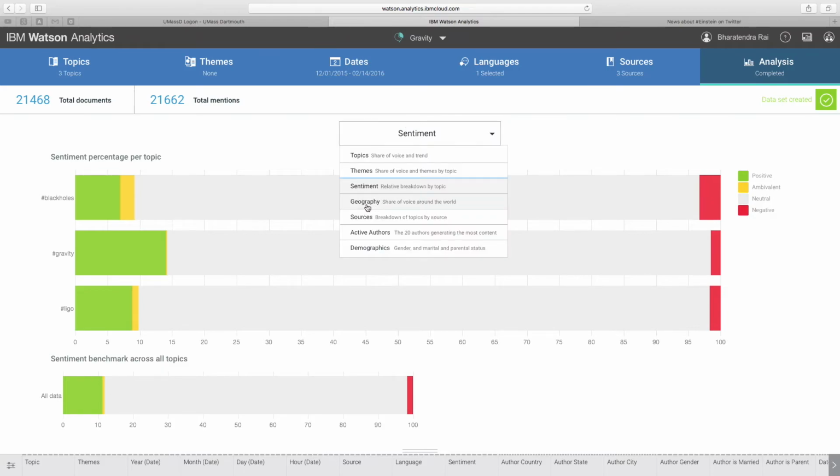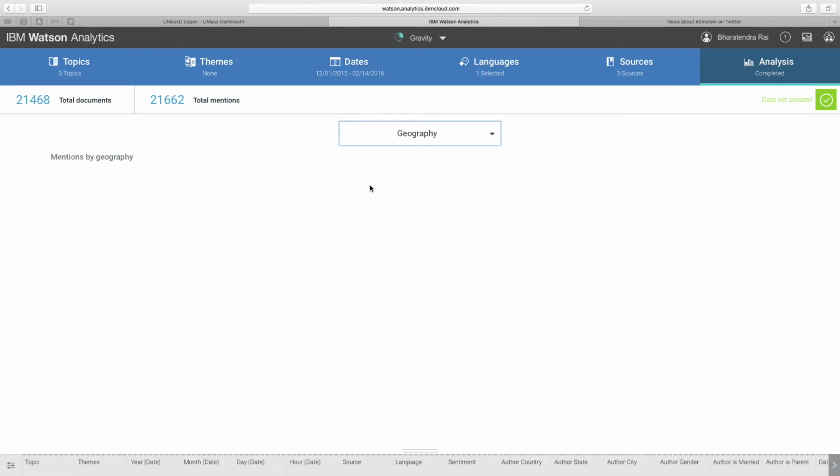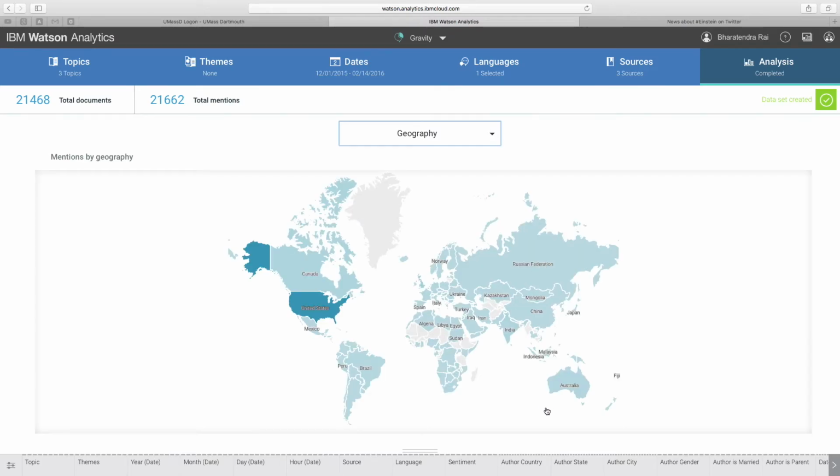If you look at the geography, it gives you a geographic map for the entire world, and also gives you the intensity of the topics. Obviously it is highest in the US. In some parts of Africa we don't see any color, so that could be because of maybe internet problems.